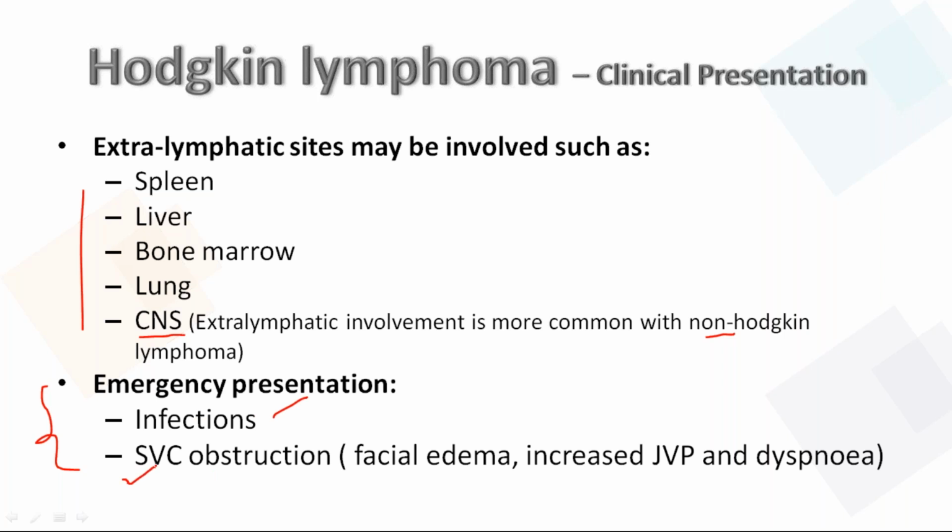There are also red alert symptoms, or emergency presentations: acute infections and superior vena caval obstruction, SVC obstruction. SVC obstruction produces facial edema, increased JVP, and sudden increase of breathlessness. This is a very, very big emergency. You have to attend to this, otherwise the child may land in the ICU. So these are called the emergency presentations. Not so common, but they can be present. You must be aware of the red flags.